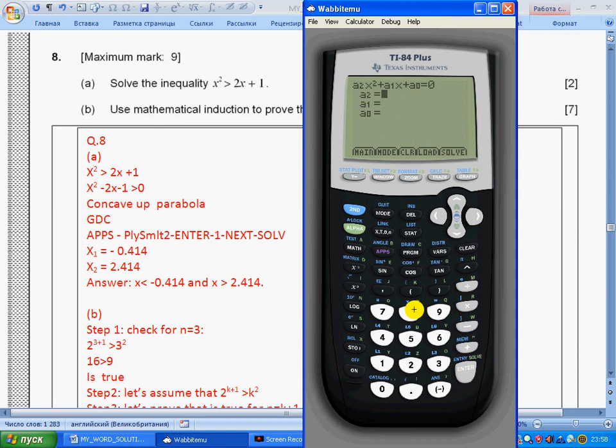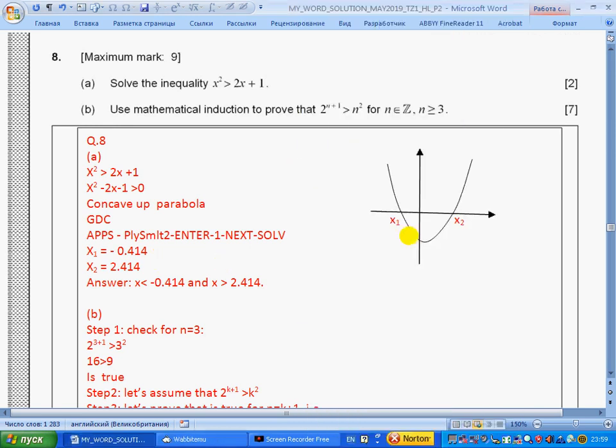Next. So a equals 1, b equals minus 2, so 1 I didn't put, so let's put 1, and c equals minus 1. So here we have two solutions: minus 0.414 and 2.414. So we use this value, so we know x1, x2.